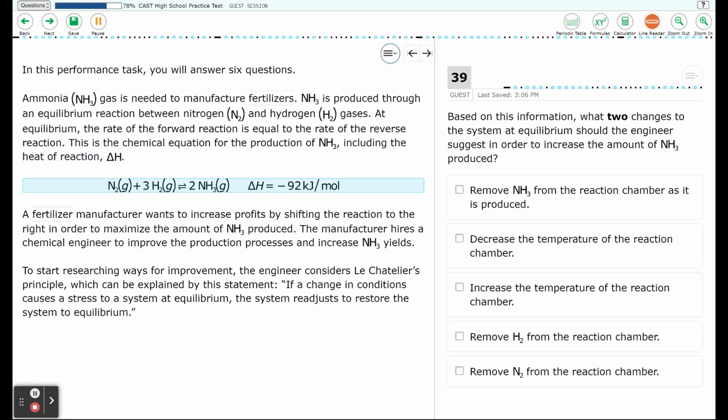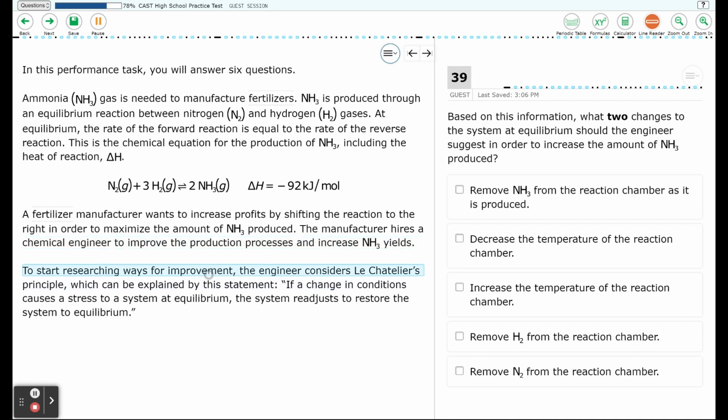N2 plus 3H2 becomes 2NH3, and the heat of reaction is negative 92 kilojoules per mole. A fertilizer manufacturer wants to increase profits by shifting the reaction to the right in order to maximize the amount of NH3 produced. The manufacturer hires a chemical engineer to improve the production processes and increase NH3 yields.